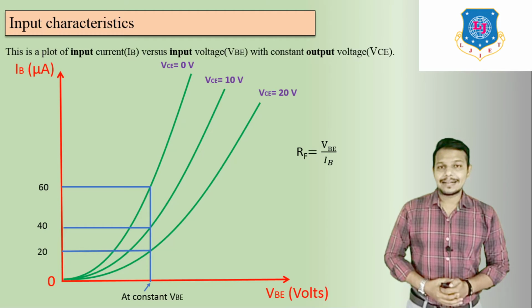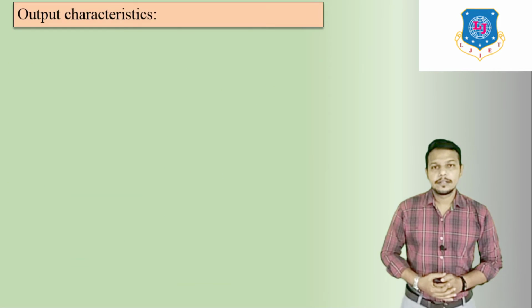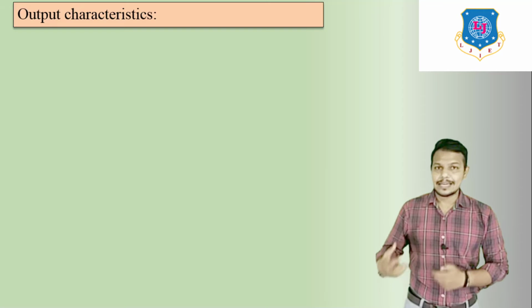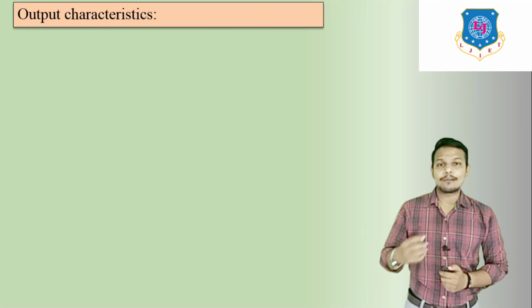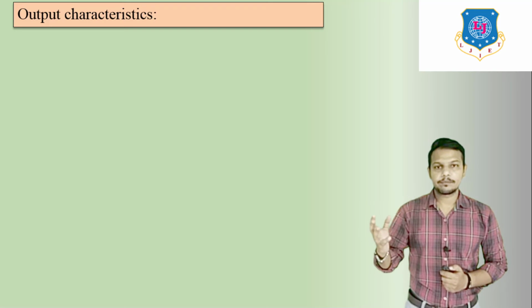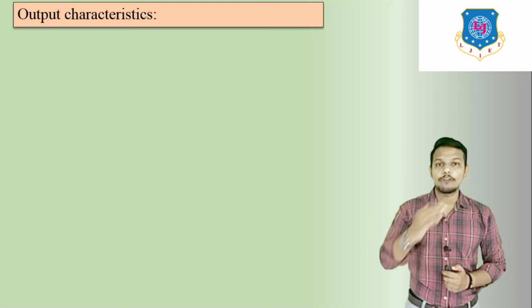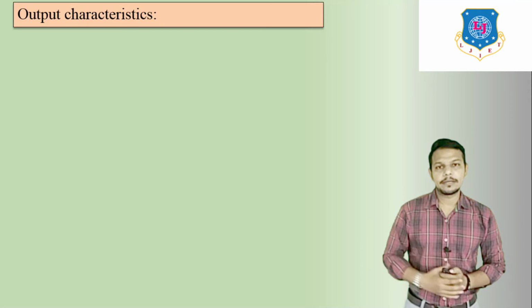Now let us discuss about output characteristics. The output characteristics are the same as the input characteristics, but here we have to take output voltage and output current with different values of input current, that is IB.